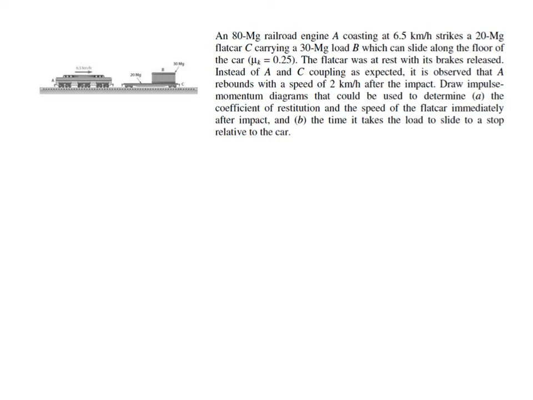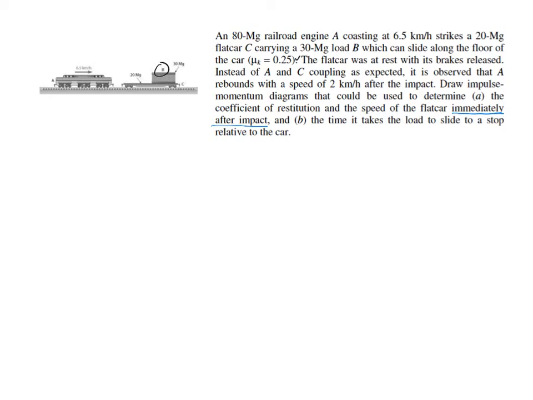Here's another impulse momentum diagram we're going to draw. We want to find a speed of something immediately after impact, and the time it takes for something to slide. We've got car B up there that can slide on the flat car C, and there's some friction going on with that, but a little bit different here.